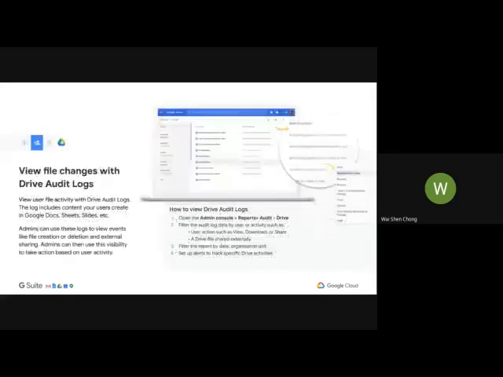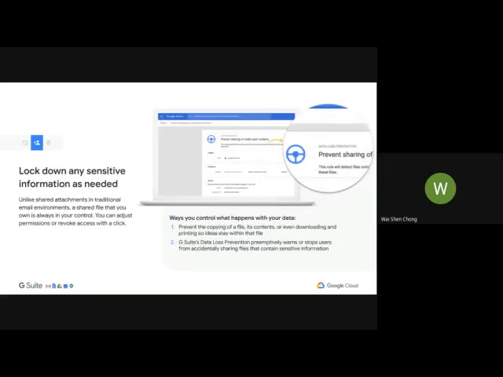So the last one, you should be able to always view file changes with your Drive audit logs. What has been done in your folder, in your shared drive, in your file, in those policies, you're always able to pull back the audit logs for security or investigation reasons. And for example, G Suite offers data loss prevention features that can lock down any sensitive information as needed.